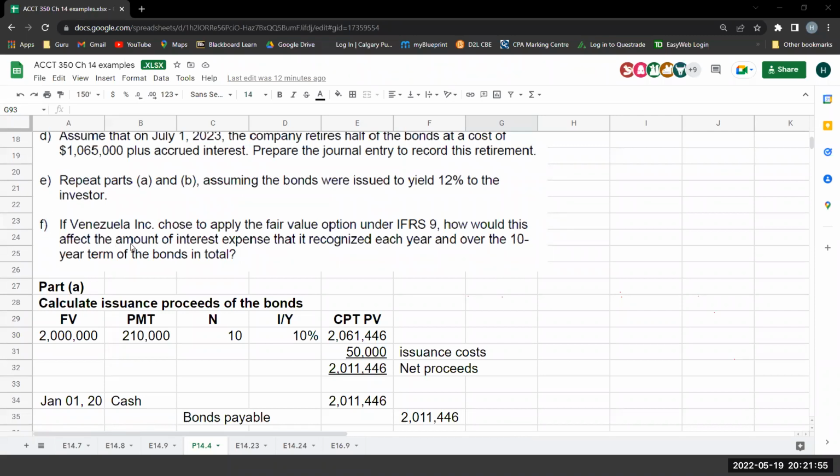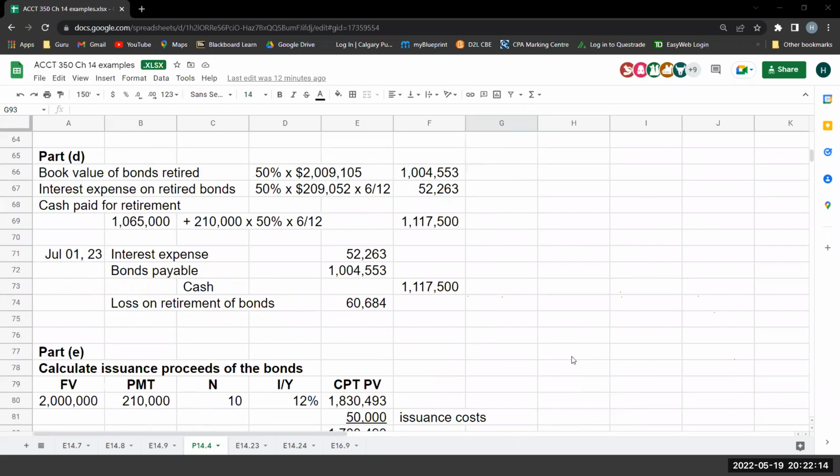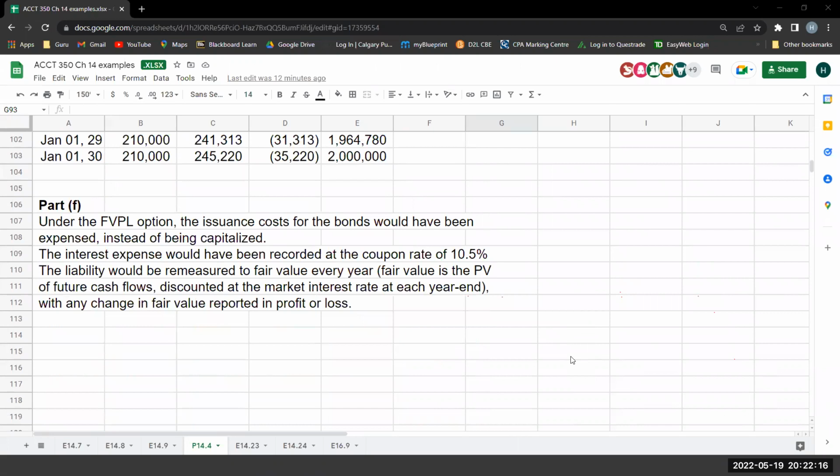If Venezuela chose to apply the fair value option, which is permitted under IFRS 9, how would this affect the amount of interest expense that it recognized each year and over the 10-year term of the bonds in total? Well, I didn't really answer that question. I just said, if the FVPL option is employed, the issuance costs for the bonds would have been expensed instead of being capitalized. That's number one. The issuance costs would not have been capitalized. We would have recorded that as an expense.